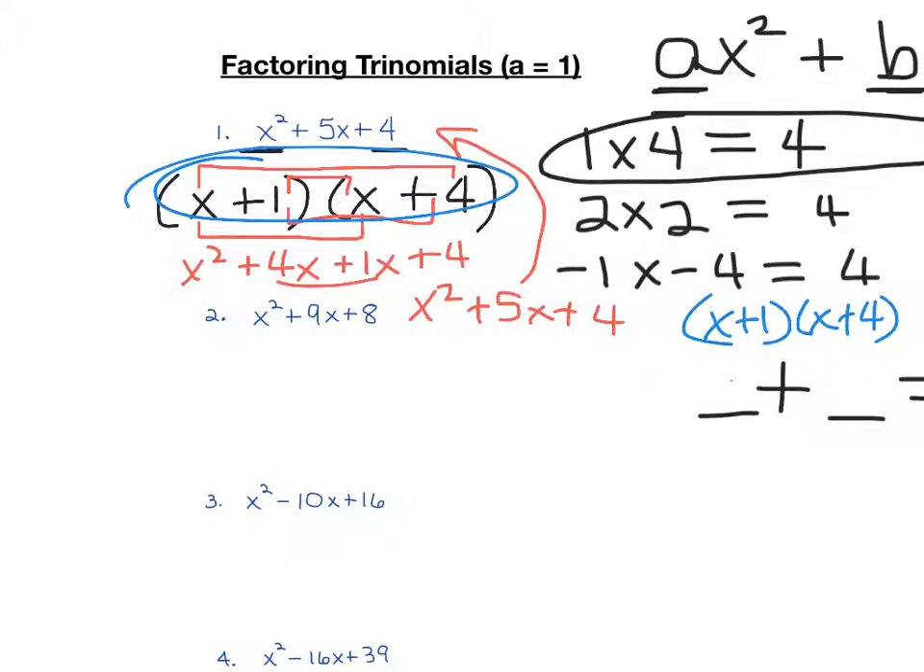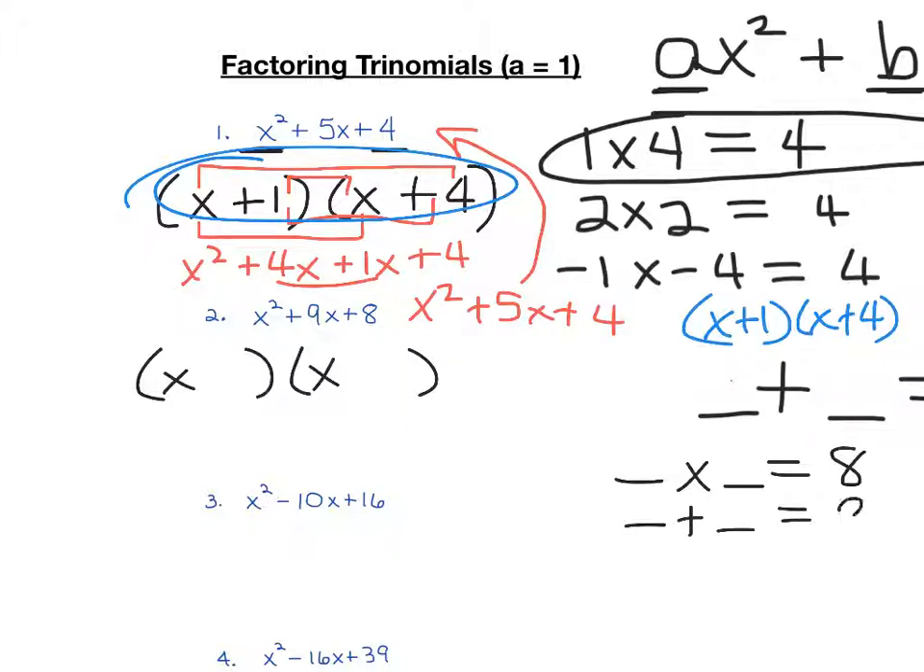Okay, the next one. I'm looking for factors of 8 that will give me 9. So I could do 1 times 8. So what I sometimes will do is, let me erase some of this. So I'm looking for two numbers that multiply to give me 8, but the same two numbers that when I add them give me 9.